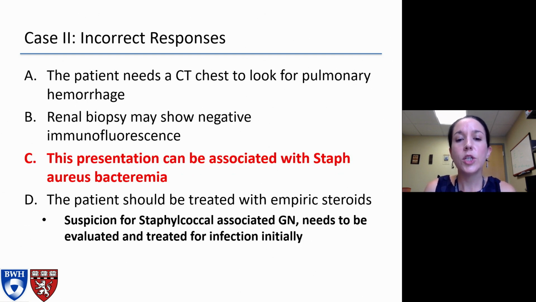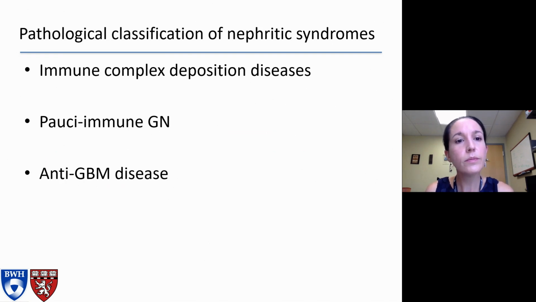So for the option that this patient should be treated with empiric steroids, this particular presentation raises concern for staphylococcal associated glomerulonephritis, and that should initially be evaluated and treated before you would think about immunosuppression, because we'll talk about this a little more, but this is associated with active infection as opposed to post-infectious GN, where the infection has resolved and you're seeing immune complex deposition in the kidneys, and quieting the immune response with steroids may be helpful in that condition. Here you want to treat the infection.